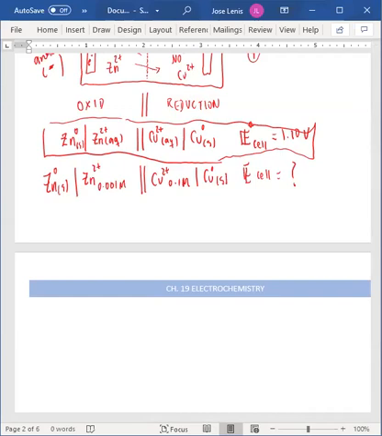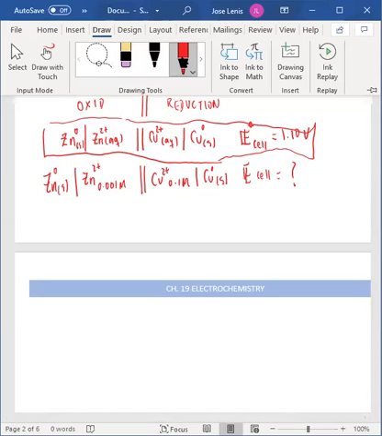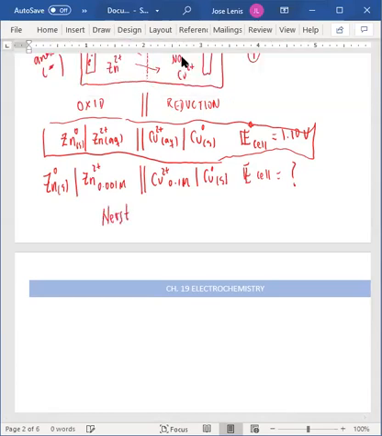So how do you calculate the potential of the cell using these concentrations? We are going to use something that is called the Nernst equation. The Nernst equation will help us to calculate that.